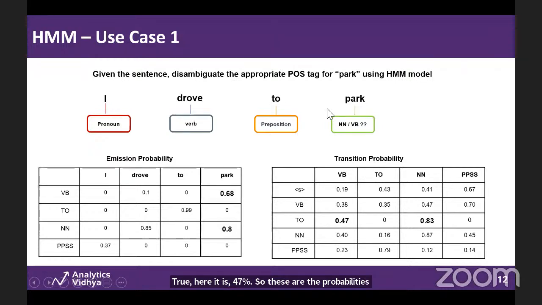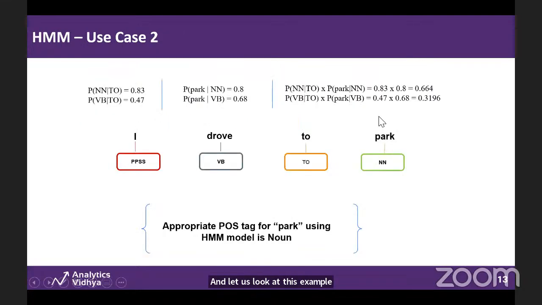And let us look at this example, how do we arrive at the POS tag? Here I have highlighted the transition and the emission probability numbers which we saw earlier. This tells me the probability of the word park being a noun, given my previous POS tag is TO, is 83%. And similarly for verb, it is 0.47. This tells me the probability of park belonging to noun is 80%, and for verb, it is 68%.